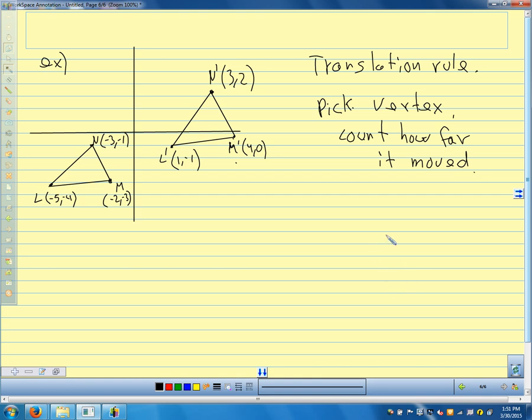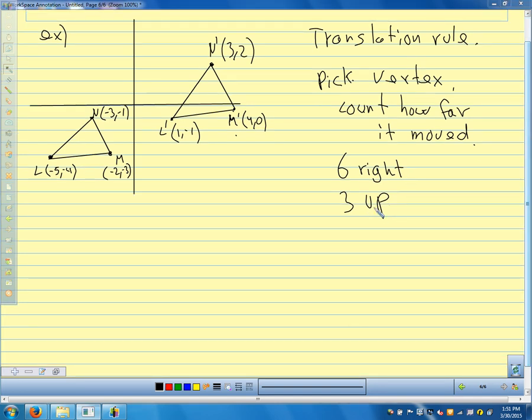So let's pick a vertex. Which vertex do we want to pick? We'll pick L just because it comes first. How far to the right do we move to go from -5 to 1? 6 units. So we go 6 right. How far up do we go from -4 to -1? 3. 6 right, 3 up. So essentially, that's our translation rule.